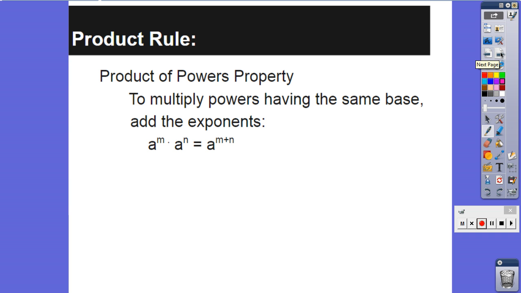And if we've noticed any patterns throughout the problems that we've looked at, we might already have seen this. But I have a to the m times a to the n, and first of all, these have to have the same base, so they both have to have a. And if that is the case, and they're being multiplied, then I can add the exponents.